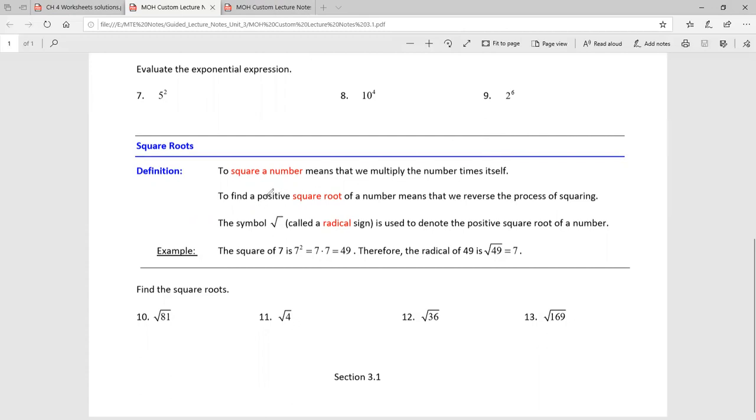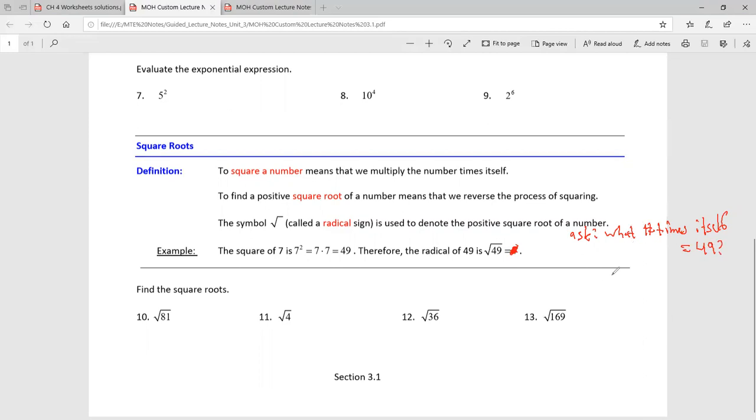Now, they talk about this positive square root. Let's not get too focused on that. To find a square root of a number means that we reverse this process. We're trying to find a number that when you multiply it by itself gives you the inside. So again, taking a square root, like the square root of 49, if I ask you what the square root of 49 is, this is the symbol for a square root. We're asking what number times itself is equal to 49.